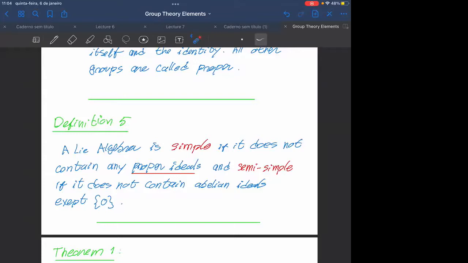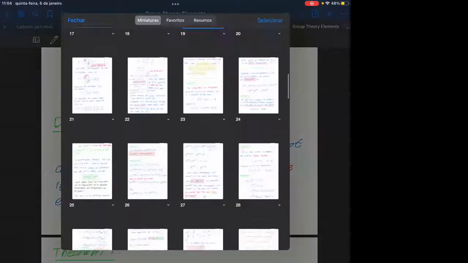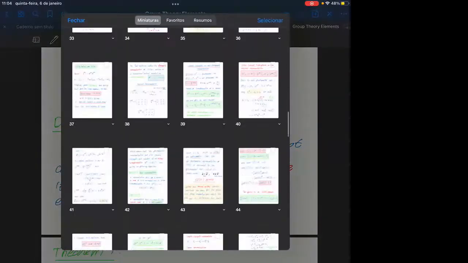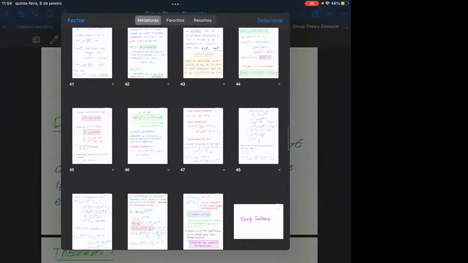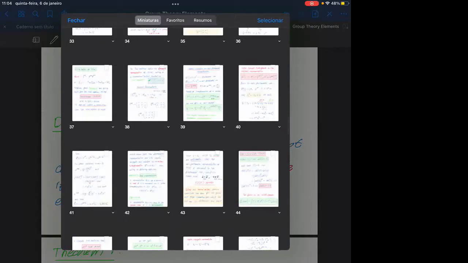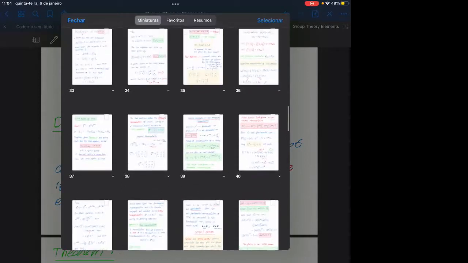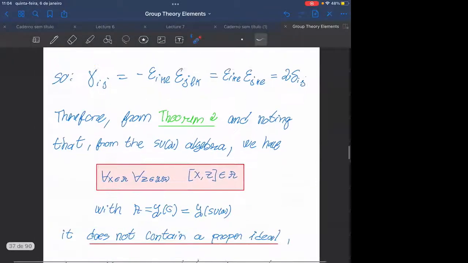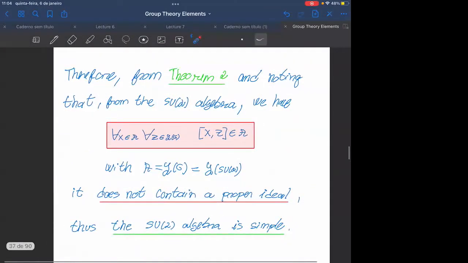Right? So this is the definition. Now let's look at the case of SU2 that we were discussing. SU1 groups, SU2, where is the simplicity defined? I guess it's here, exactly. So again, this is the definition, a result from theorem 2.